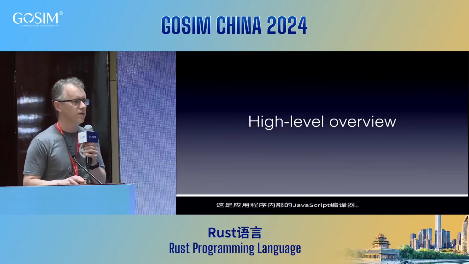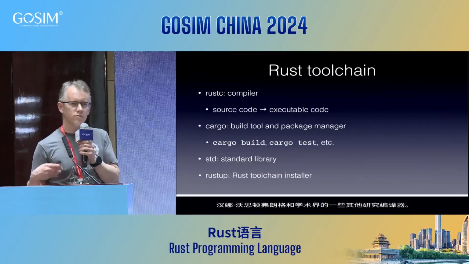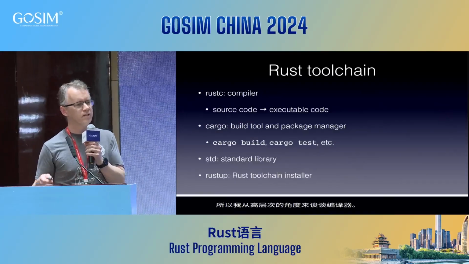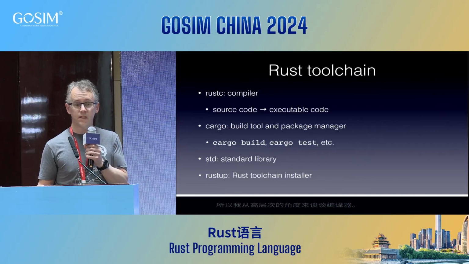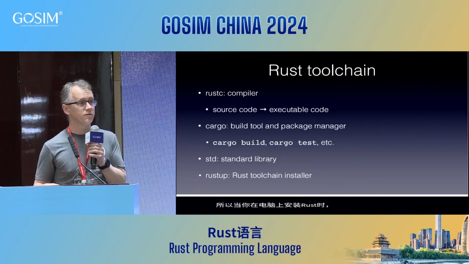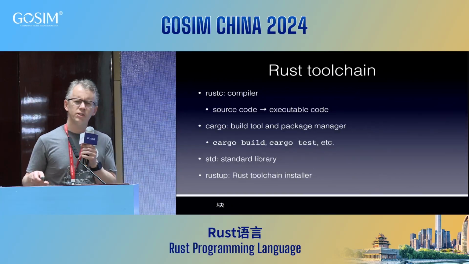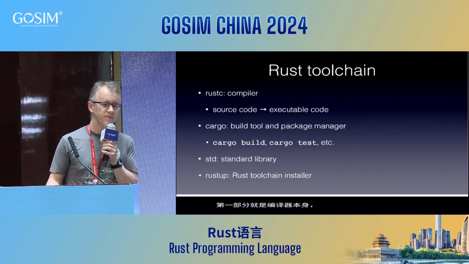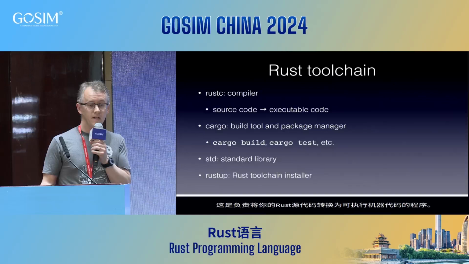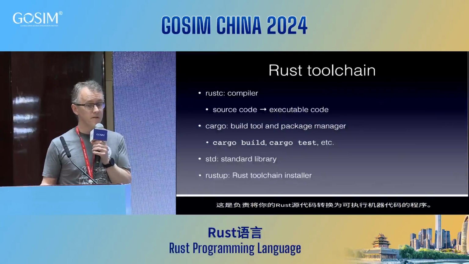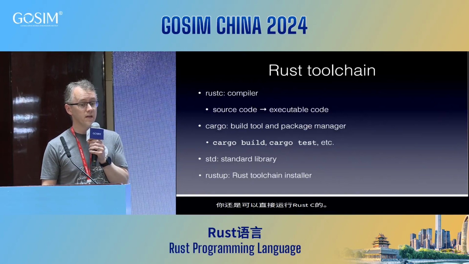So I'll start with a high-level overview about the compiler. When you install Rust on your computer, you get a tool chain, and that tool chain has several pieces. The first piece is the compiler itself, which is called rustc. It's the program that's responsible for translating your Rust source code into executable machine code. But you usually don't actually run rustc directly yourself. You instead run Cargo, which is a build tool and package manager. You normally run commands like cargo build and cargo test, and then Cargo itself will invoke rustc on your behalf.